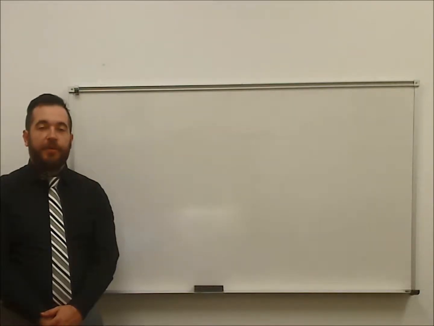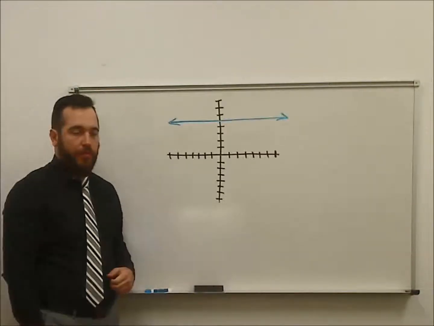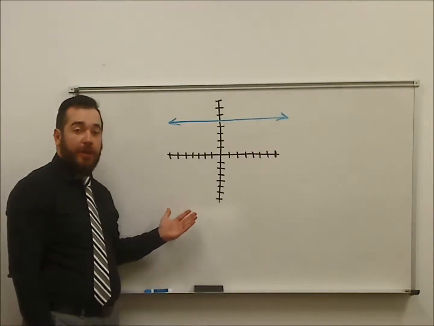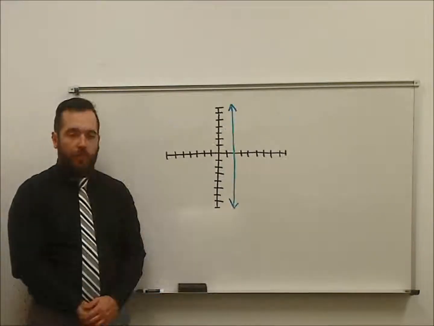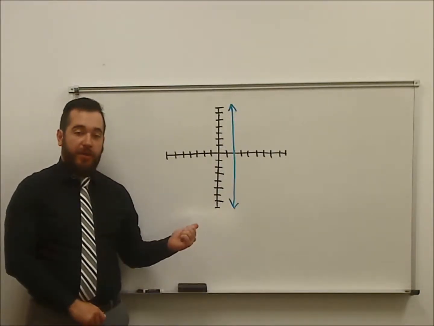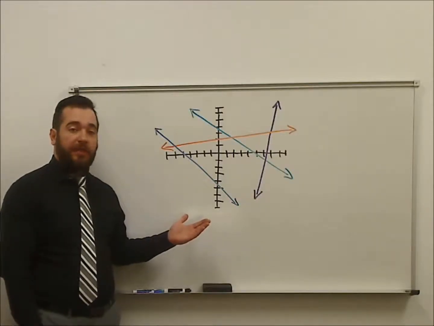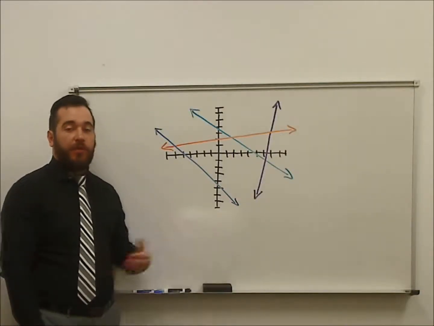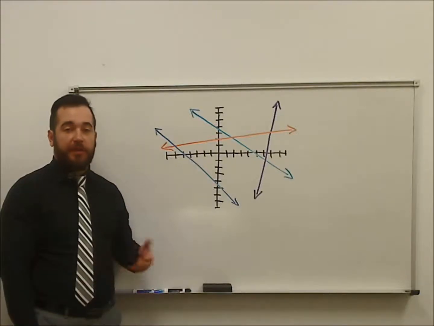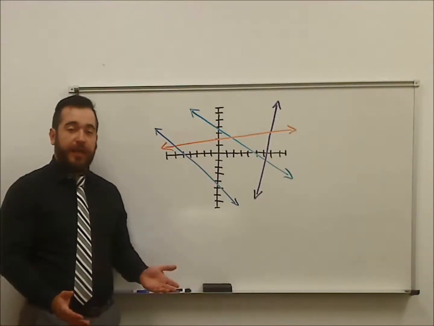What is a linear equation? A linear equation, when graphed, produces a straight line. It can be a horizontal line, it can be a vertical line, or it can be any sort of diagonal line. The only requirement is that we don't have any kinks or bends. It's just a straight line.